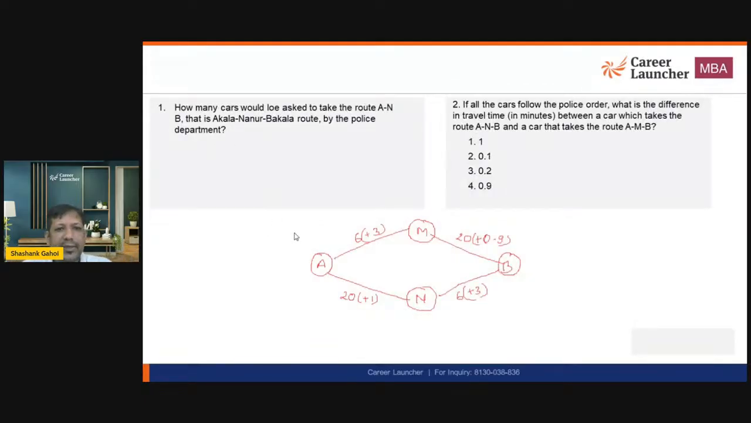Now, if I am sending one car over here and one car over here, let's say we have only 2 cars, or let's say we have only one car. The car goes from A to M, M to B. There is going to be 6 plus 20, 26 minutes.